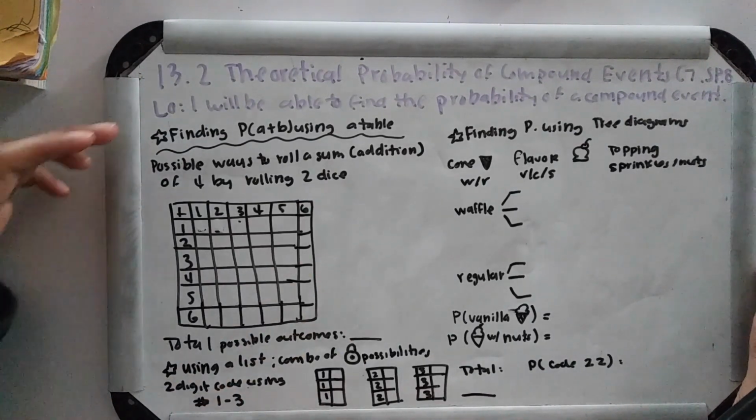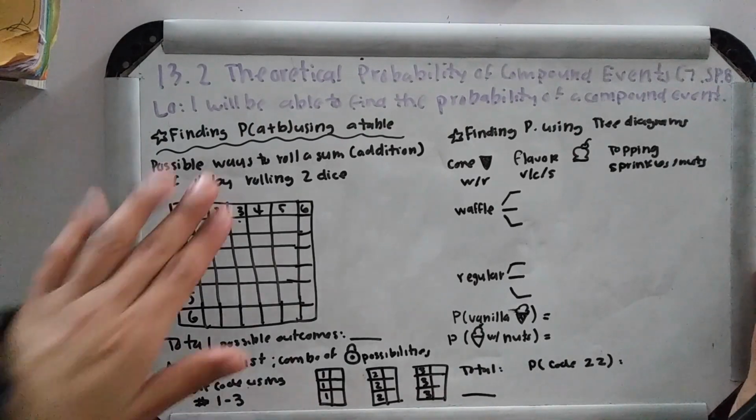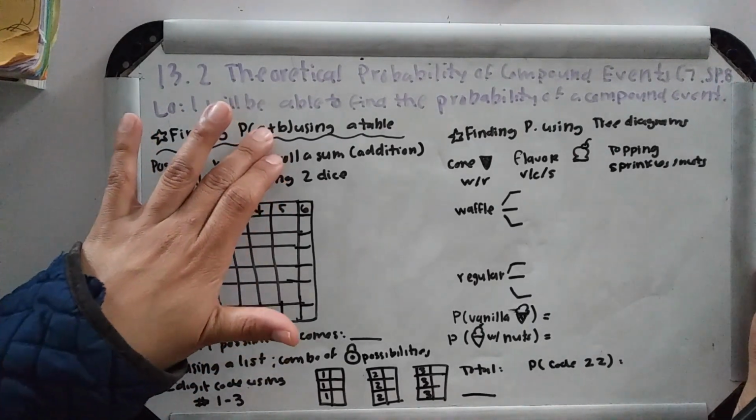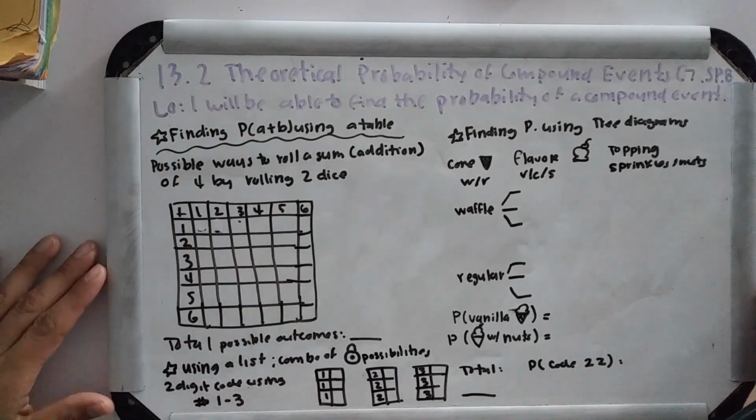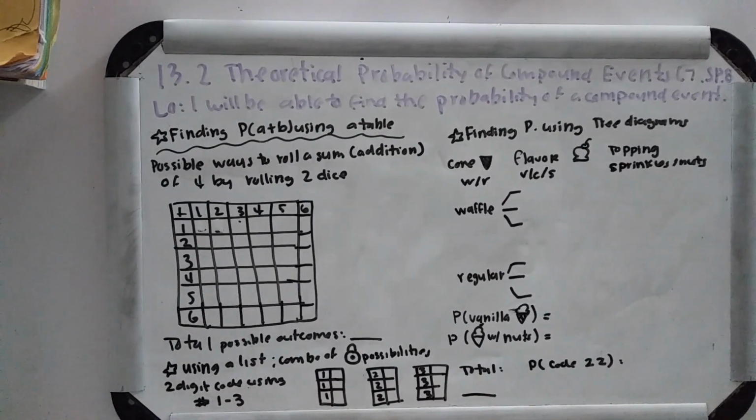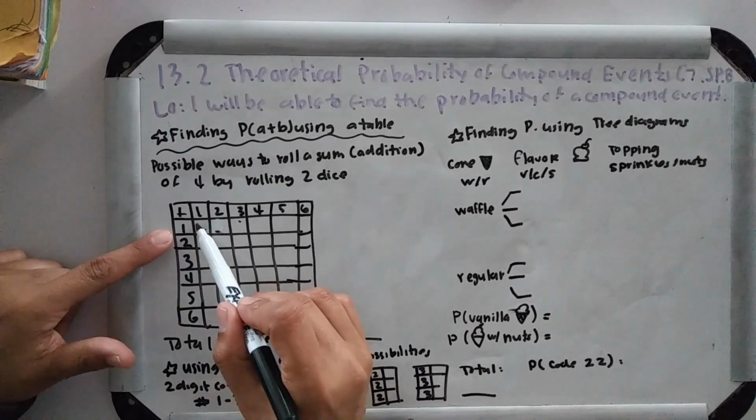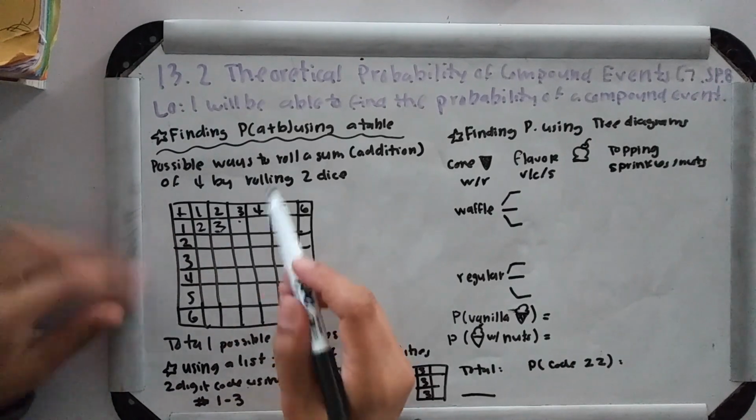We'll do different examples. One of them is finding the probability of A and B, that means a compound event of the two things happening, using a table. So this one is, what are the possible ways to roll a sum, or addition, of 4 by rolling 2 dice? If we were to roll 2 dice, what would be the possibility of getting a sum of 4 when I put them together? So let's do this. I'm gonna do 1 plus 1 is 2, 1 plus 2 is 3, and I'm gonna keep on going.